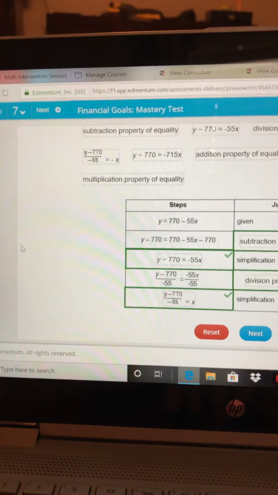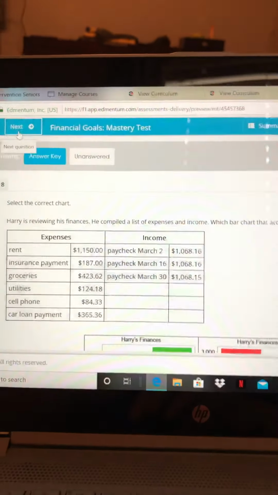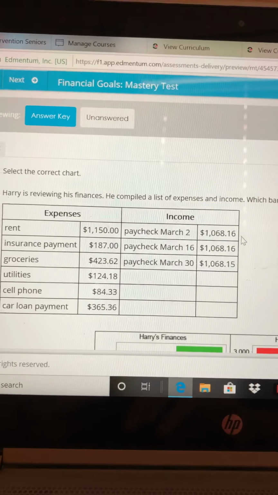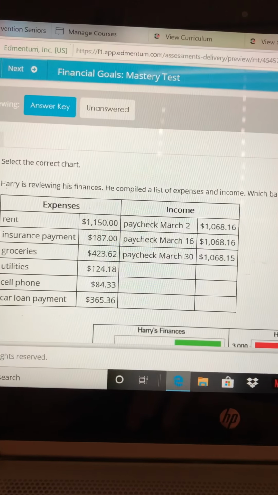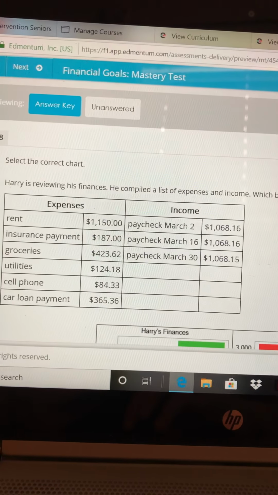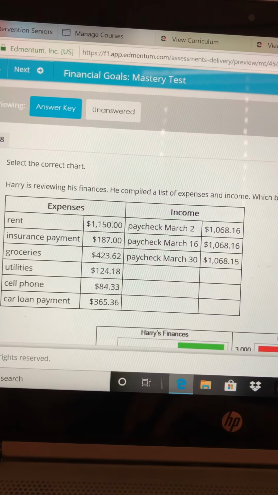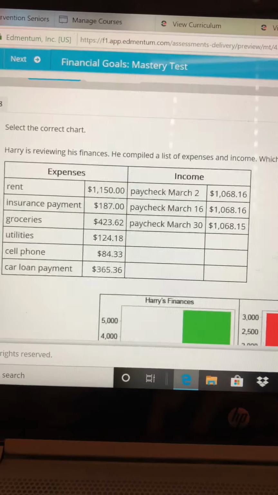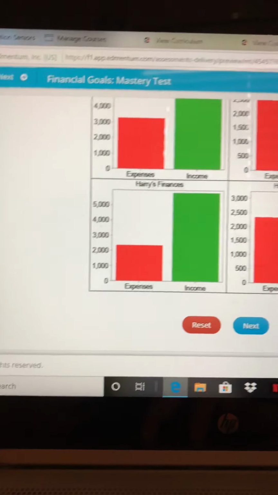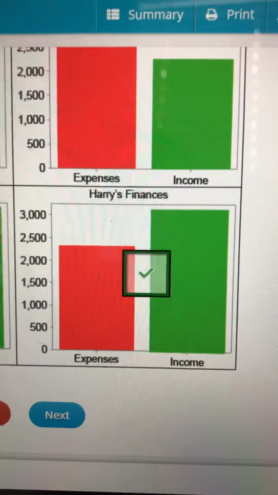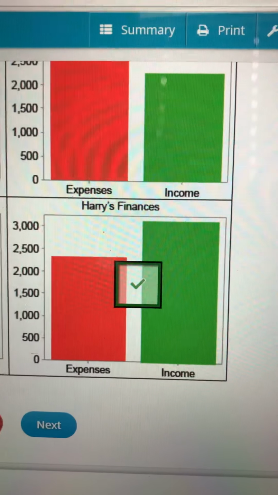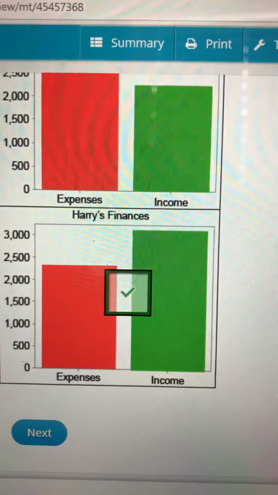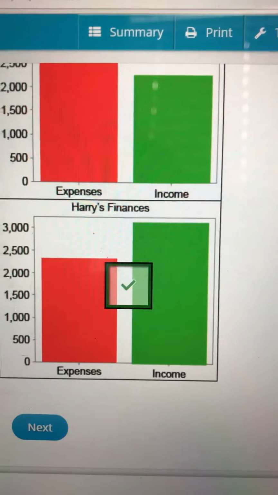Okay, next question. Harry is reviewing his finances. He compiled a list of expenses and income. Which bar chart accurately represents Harry's situation? Let's see. The check mark is on this one. The expenses go up to, it looks like about $2,300, and the income goes up to $3,000.